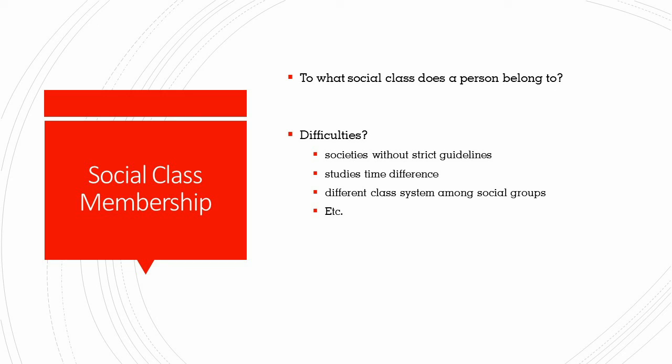The social class system of a society in a place now is different than 50 years ago, or maybe 5 years ago. Other than that, the social class system in Brazil, for example, is different than in Australia. So we cannot say that a person who is middle class in Australia is middle class in Brazil.